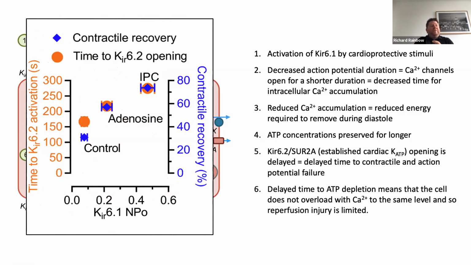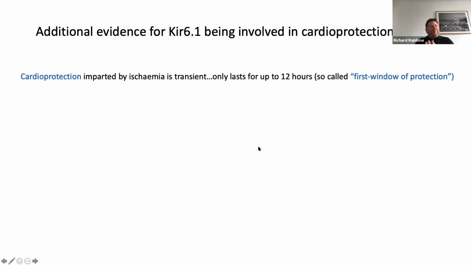And just a little bit more evidence for this. This is a plot of our Kir6.1 open probability against the time to Kir6.2 activation, so the time at which ATP is depleted enough for that channel to open, and the contractile recovery, so how protected those cells were. And what we see is a really nice correlation there between the open probability being low, and you've got a low contractile recovery and a short time to ATP depletion. With a high open probability, you've got a high contractile recovery and a delayed time to Kir6.2 activity. So we think it's a really nice story that we've got here.